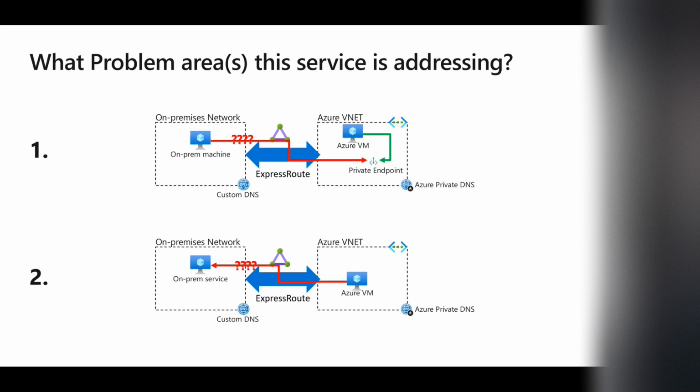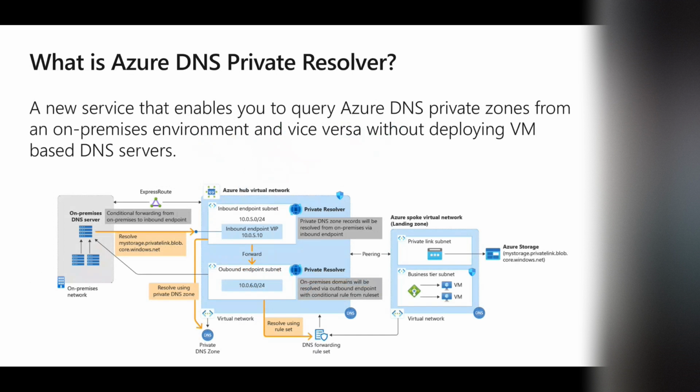So that's the challenge it's trying to address. What if there is a way that we can forward these DNS requests to the appropriate place, they get resolved, and we get our name resolution? How about that? That's exactly what this service is doing. DNS Private Resolver. This does that at the VNet level.